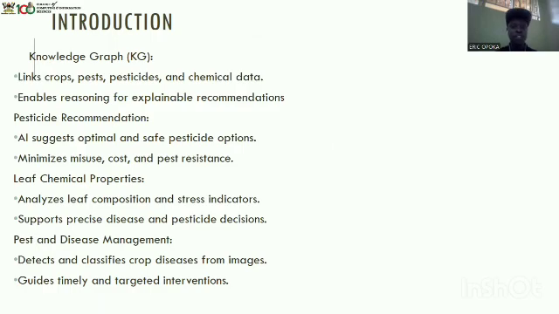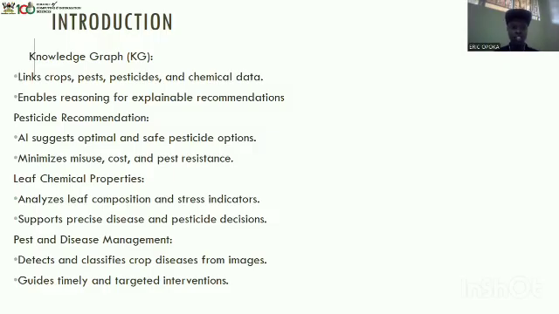So in the introduction, we're going to break down the keywords of the project. The first one, we have the knowledge graph. The knowledge graph works in a way that we shall have what we call nodes, which are the different nodes for the system, because the system works in a way that the vision transformer will detect the disease. Then we shall link with the knowledge graph, which has crops, pesticide, and chemical data to link them up to come up with the best precision results for the farmer. So this one explains reasoning for explainable recommendation.